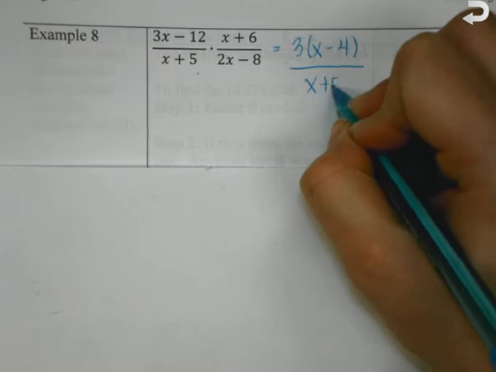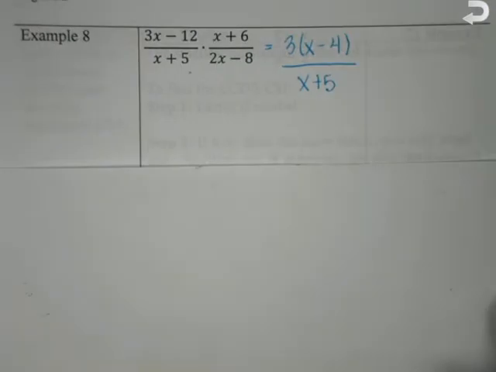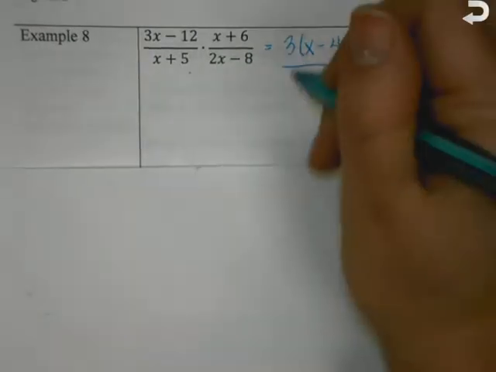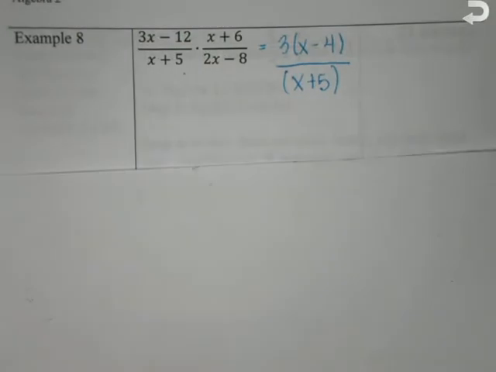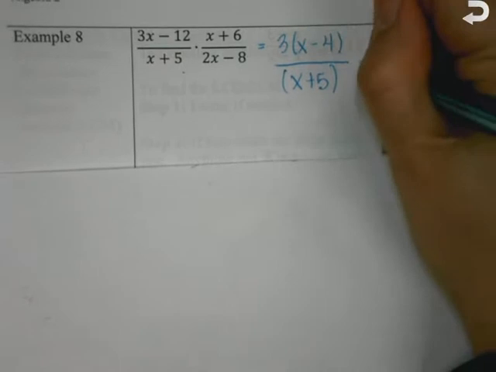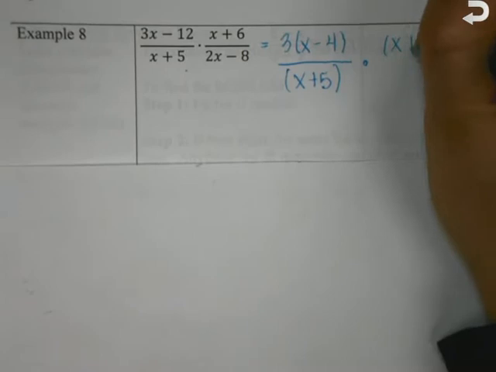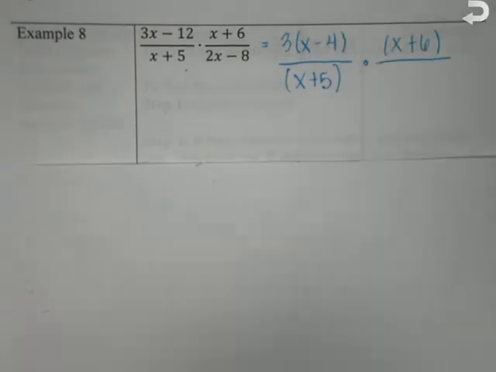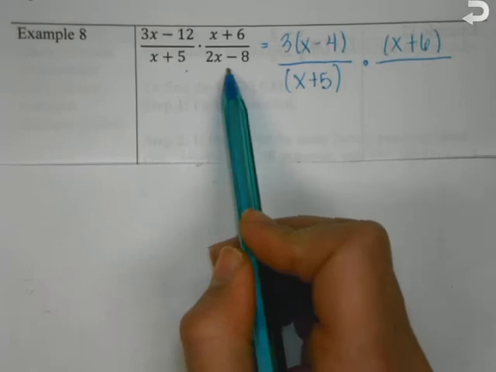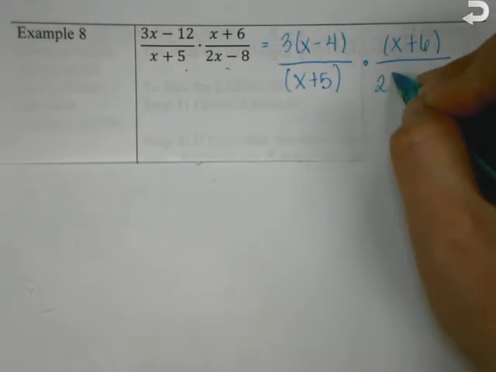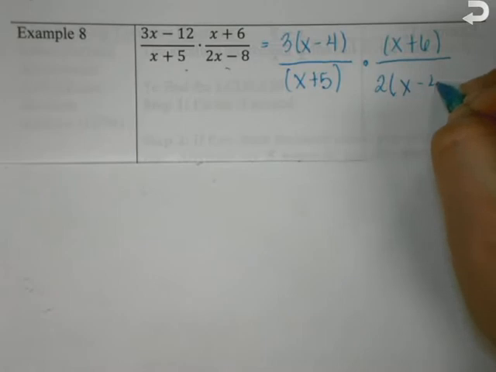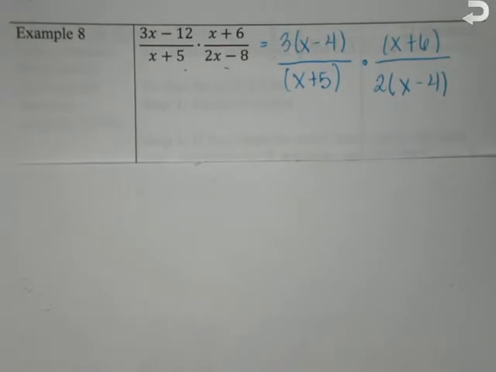Times x plus 6 does not factor, so we leave it as it is. But 2x minus 8 does factor. It's a GCF of 2. So that leaves me with x minus 4. Okay, so what do you guys see that can cancel or reduce? X minus 4 and x minus 4. Anything else? Nope.